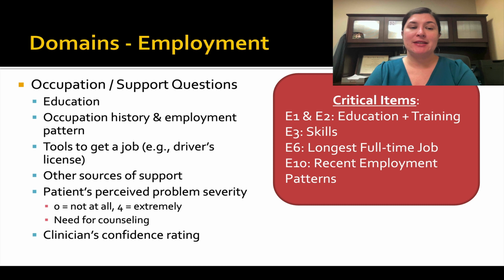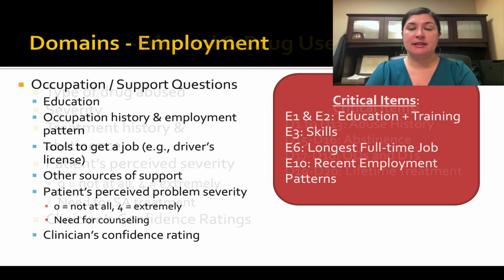Another domain is employment status. These are occupation and support questions like education, occupation history, patterns of employment, and tools needed to get a job, like a driver's license or a visa. Other sources of support, like disability or child support. Then we ask the patient's perceived problem severity as well as the clinician's confidence rating. Critical items to be aware of in this section are questions 1 and 2, 3, 6, and 10.